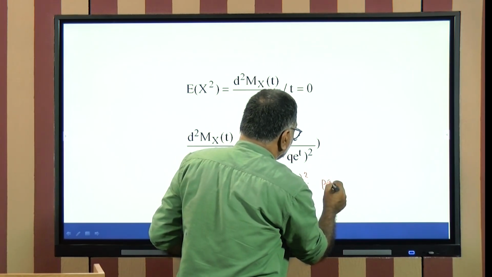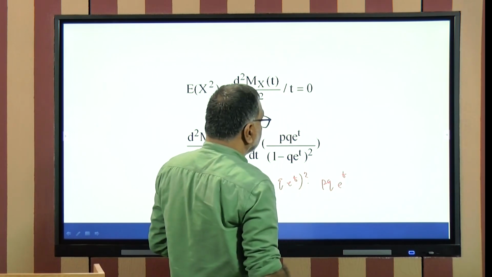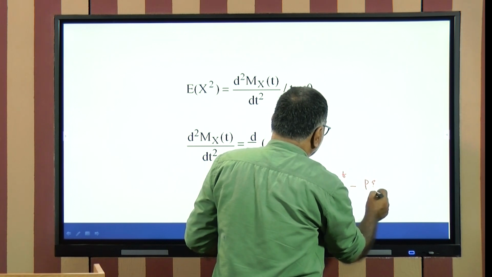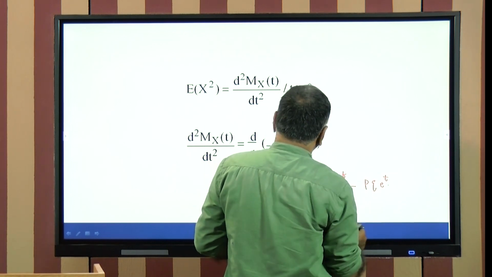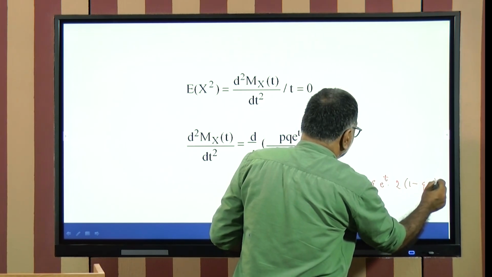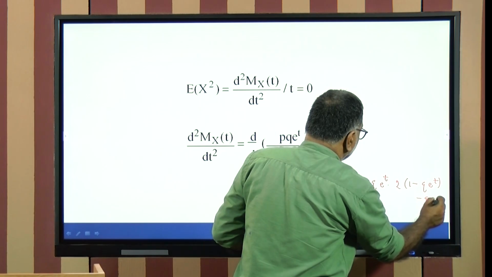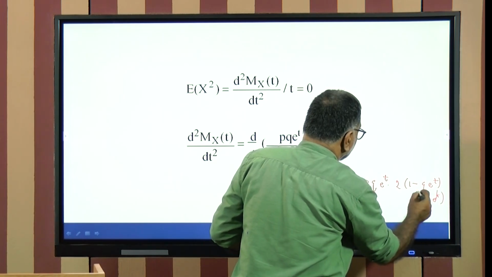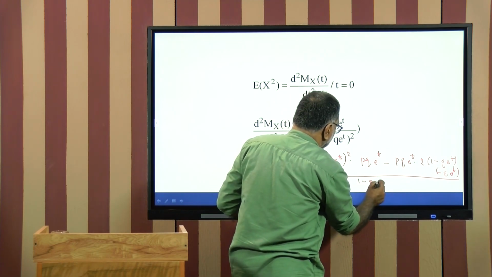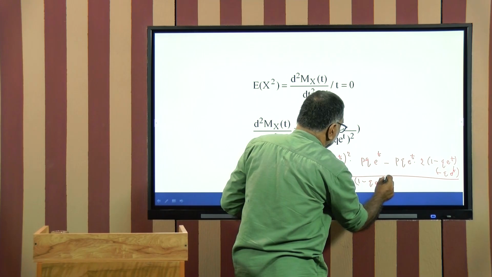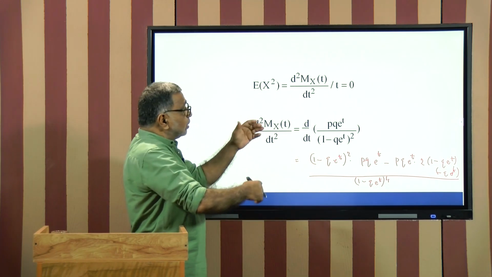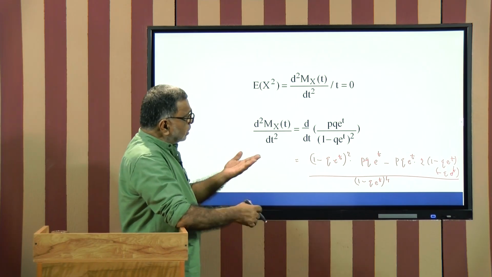So, p q e power t is the derivative, minus p q e power t into 2 into (1 minus q e power t) into minus q e power t, the whole divided by (1 minus q e power t) the whole power 4. So, that is the second derivative of the moment generative function, and here you put t equal to 0.